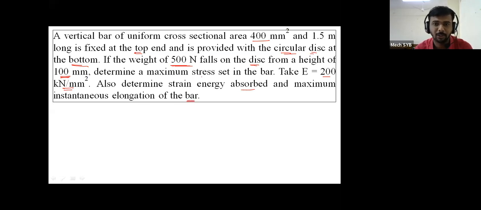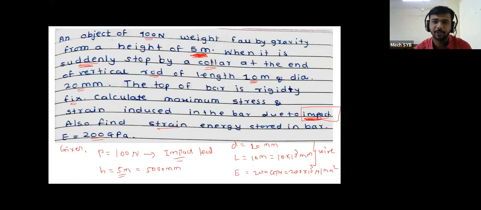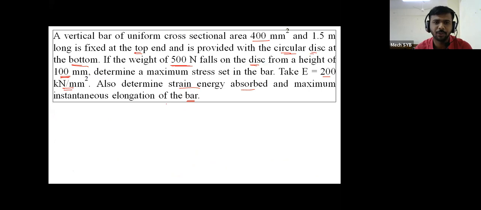We have to calculate the stress value, the strain energy, and whatever elongation is taking place due to this 500 Newton load. If you see this particular statement, they have not used any word saying that this 500 Newton load is applied as an impact condition. In the previous problem, it said to calculate the maximum stress induced in the bar due to the impact. Such a word is mentioned in the previous problem, but in this statement the impact word is not mentioned.